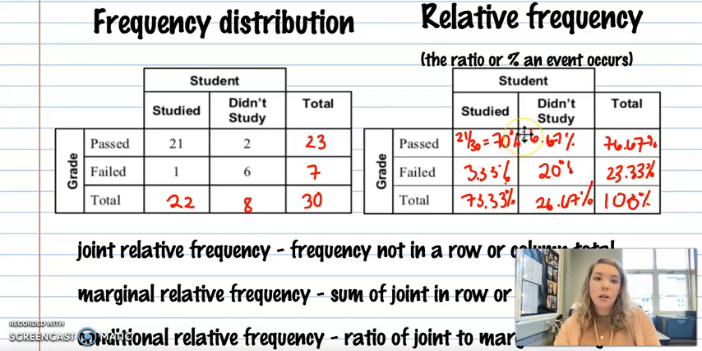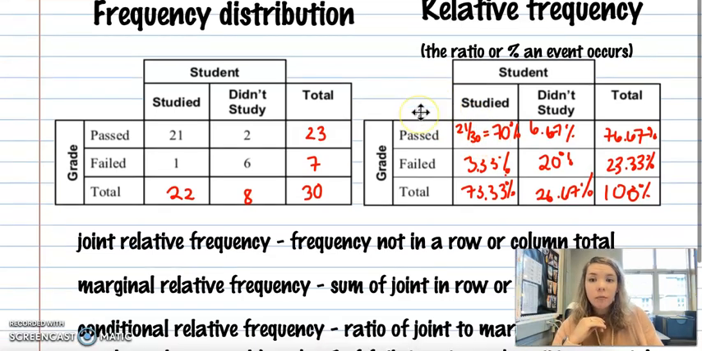All right, so there's our two tables. So let's talk about the rest of the vocabulary. So this is a normal frequency distribution, and this is a relative frequency distribution. So the ratio or percent an event occurs. So sometimes they'll leave them as a fraction or a ratio. Okay, fractions are ratios. Sometimes they'll go ahead and turn them into percents. I prefer the percents, so that's what we're going to do on your homework and on your tests.